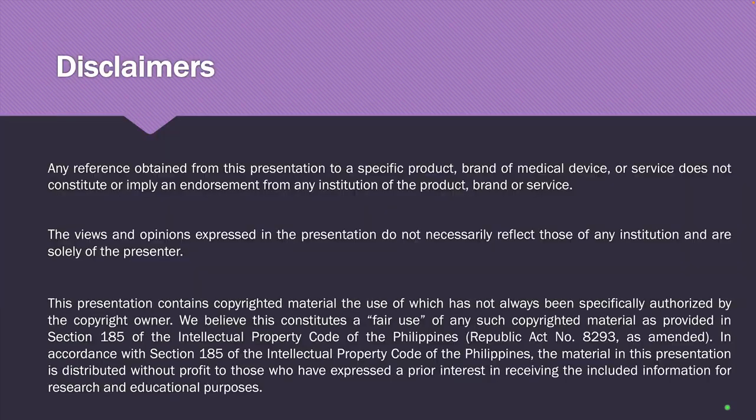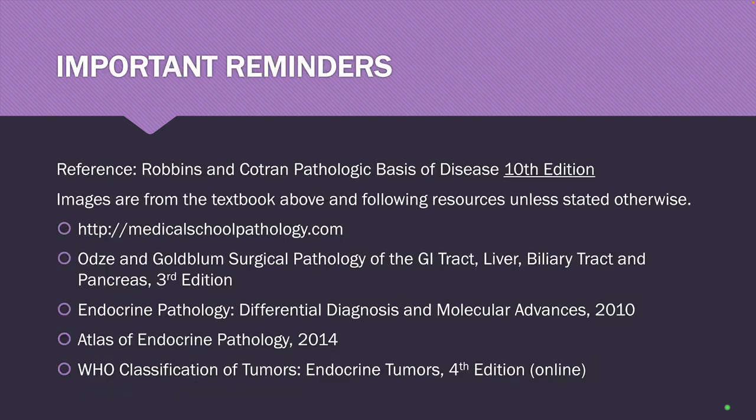Before we begin, here are a few disclaimers and some important reminders. Our main textbook and main reference for this lecture is still Robbins and Cotran's Pathologic Basis of Disease, the 10th edition. Images are from the textbook above and the following resources unless stated otherwise. I'm using multiple books for the pictures only, but the main text is from Robbins.